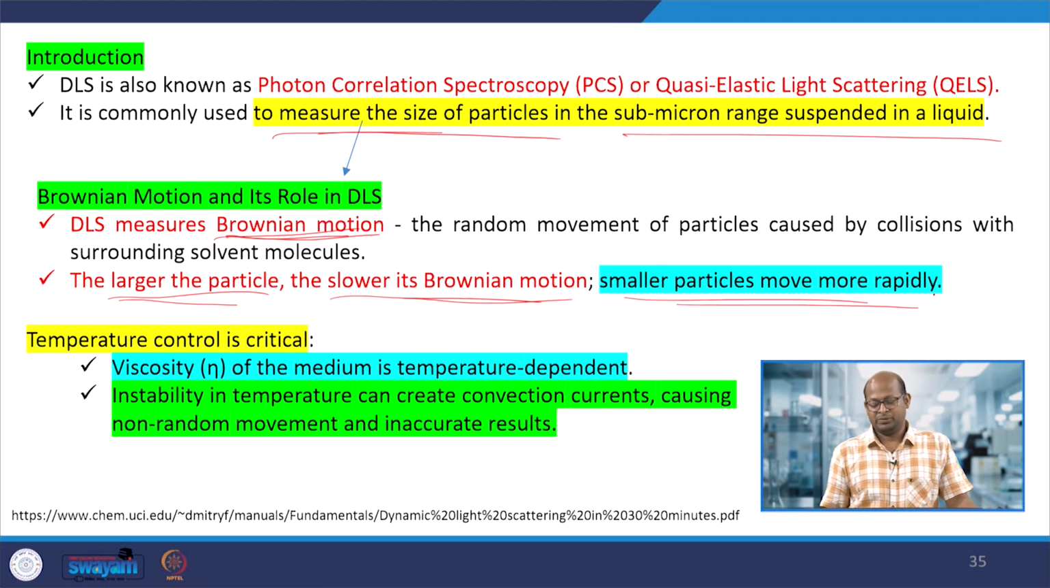When the particles are very small, the movement of those particles in that particular fluid or solvent would be very fast. Either the particles may be smaller or larger, and depending upon that, their Brownian motion or movements will change. Also, the temperature is a very important parameter.